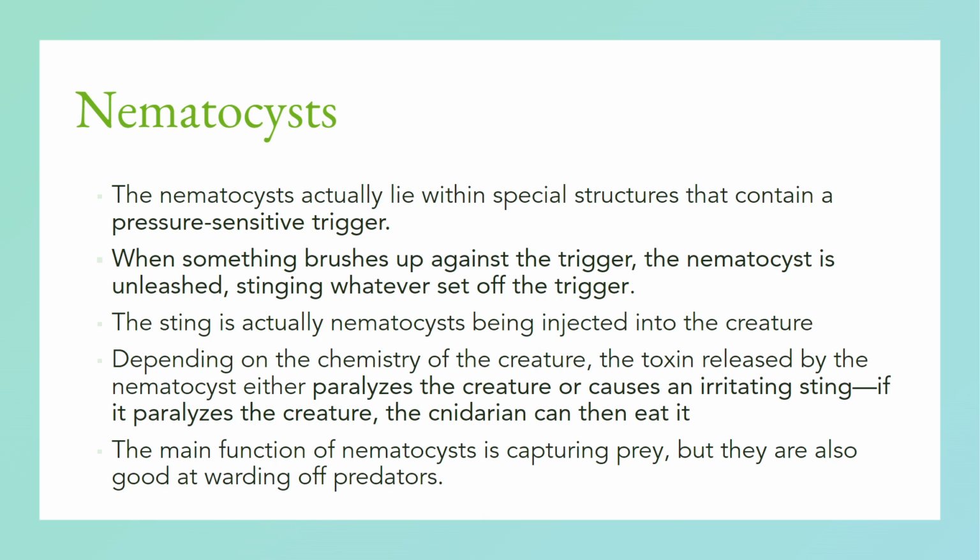The main function of nematocysts is definitely capturing prey. It might be good at warning off predators, but capturing prey is the goal. The toxin actually in the nematocyst that's released is supposed to paralyze creatures, and then once paralyzed, cnidarians can eat that organism. But depending on the chemistry of the creature, you may not see paralyzation, you might just see an irritating sting.